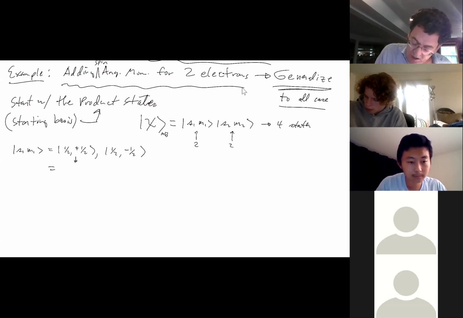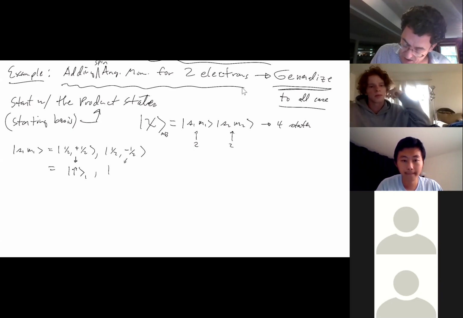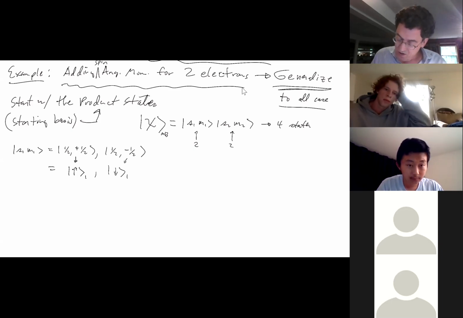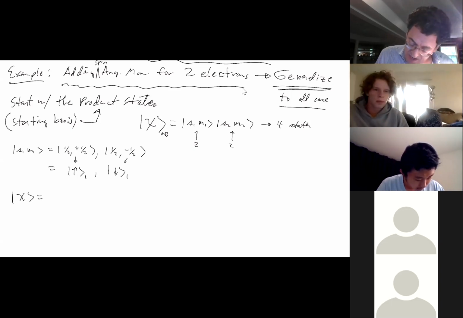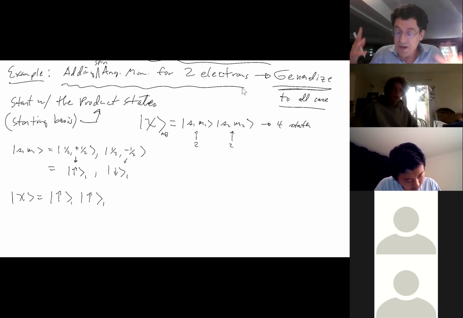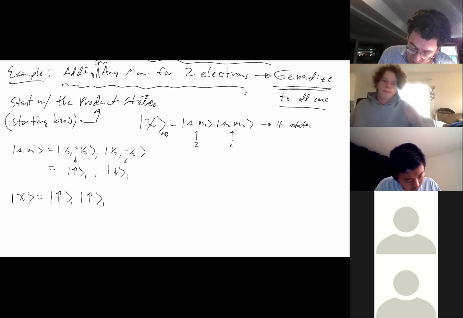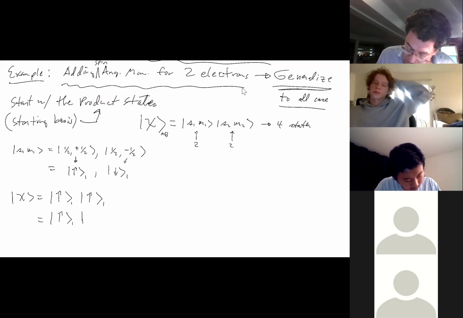This state we will call spin up, now for particle 1. I've got to remember who I'm talking about. And this one is going to be spin down, also for particle 1. So when I write my many-body state, if both particles have spin up, I could write it like this: up particle one, up particle two. That's one many-body state. Another possibility would be that particle one is up, but particle two is down.